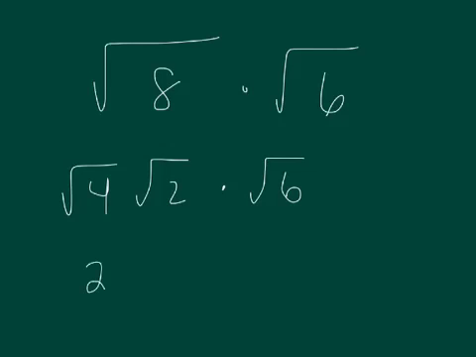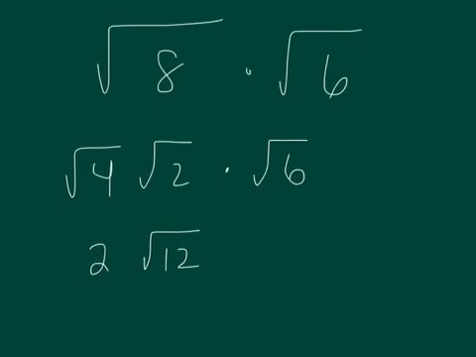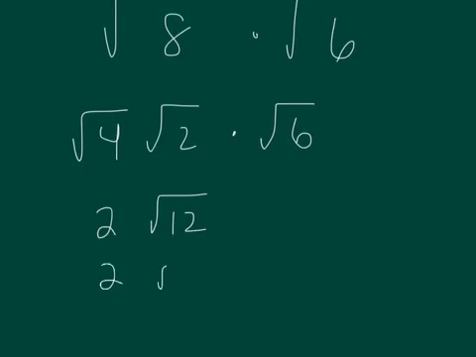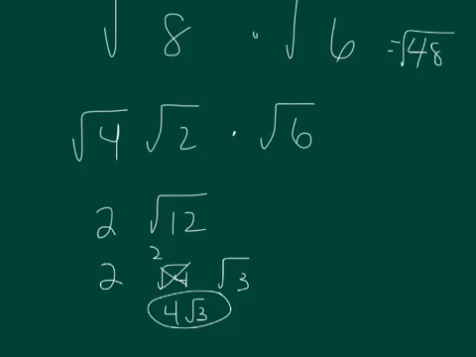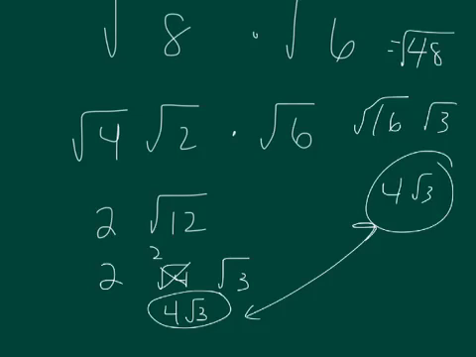This would be 2 times root 12, but then root 12 would be broken up into 4 and 3, right? So this would become 2, root 4, root 3. This is really 2 times 2, which gives you 4 root 3. Same answer as if you had done it in the beginning, writing it like this and breaking that into 16 and 3, becoming 4 root 3. Same answer either way, but it doesn't matter in that kind of problem.